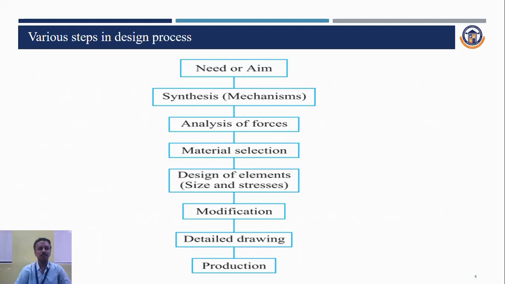So these are the various design process steps. The first step is need or aim. Second step is synthesis of mechanisms. Third step will be analysis of forces. And then the fourth step is material selection. Fifth one is design of elements. Next step is modification. And next step is detailed drawing. Last one will be production. So these things we will see in detail in the next slides.